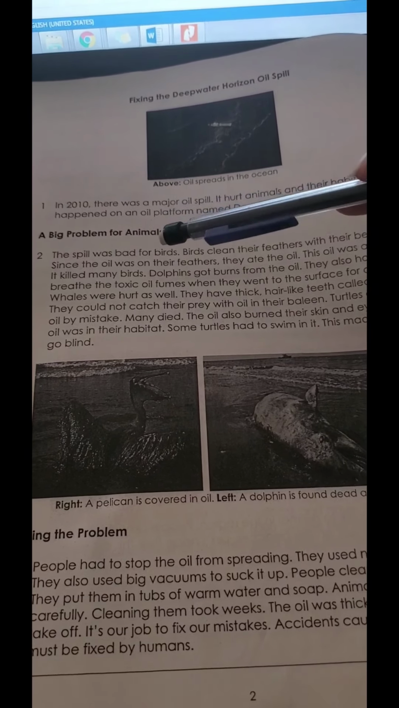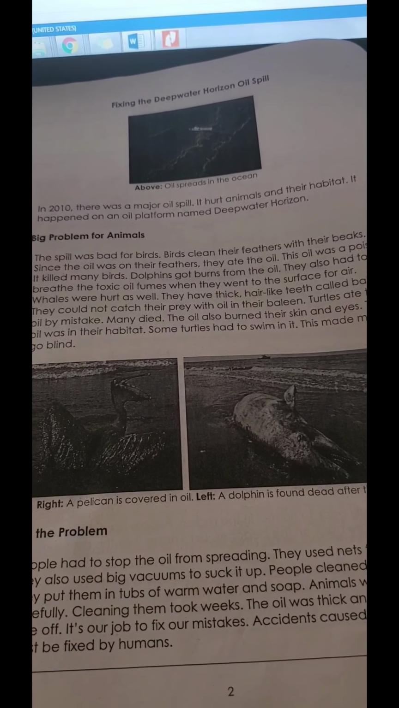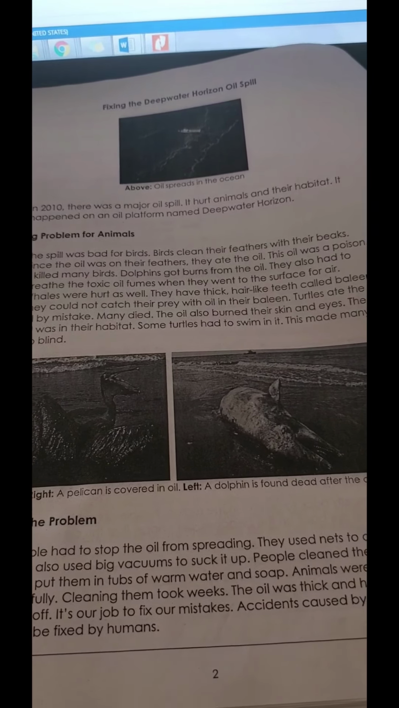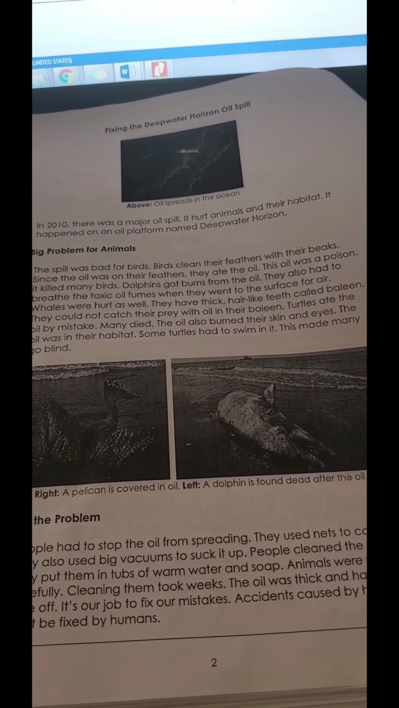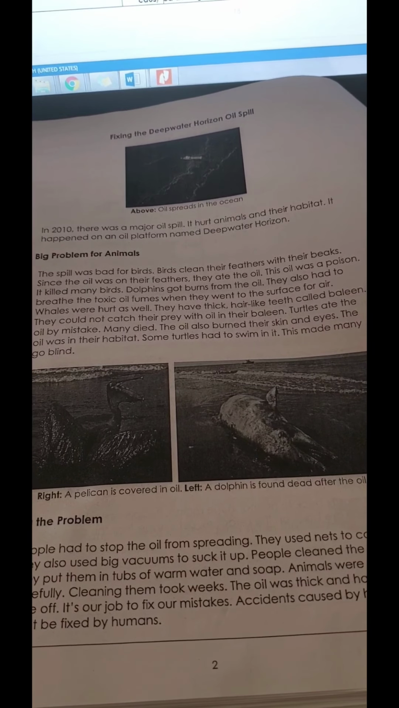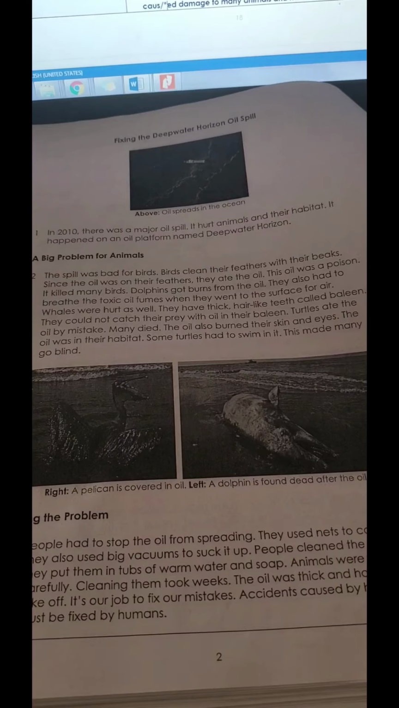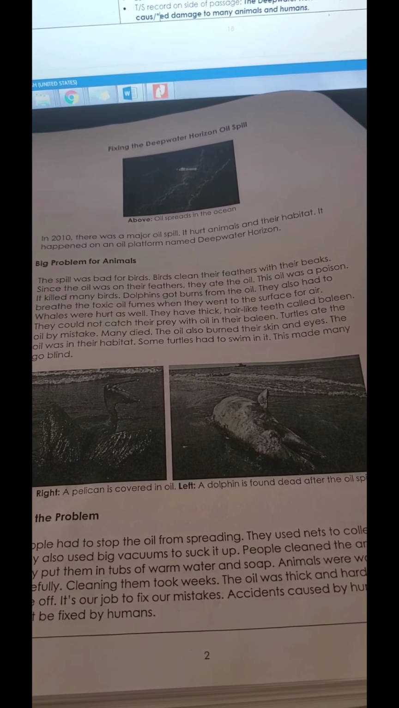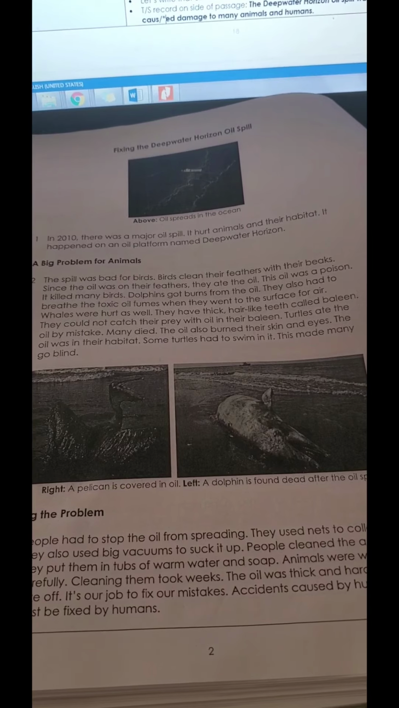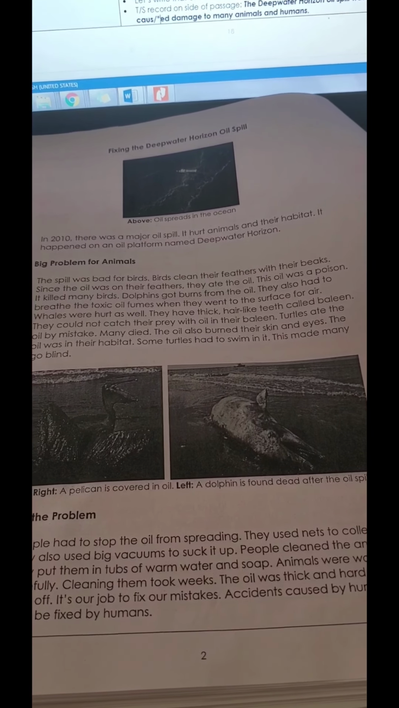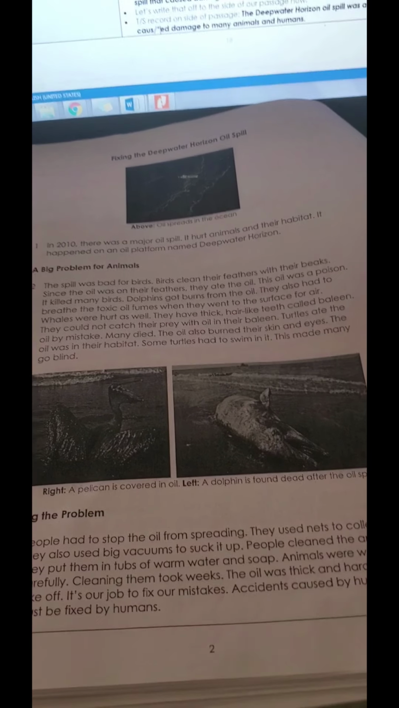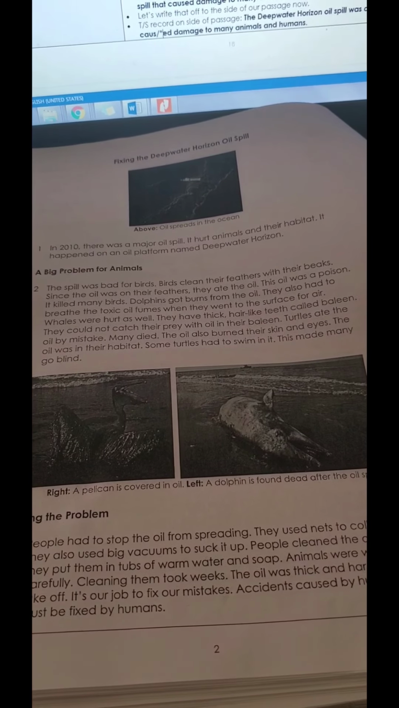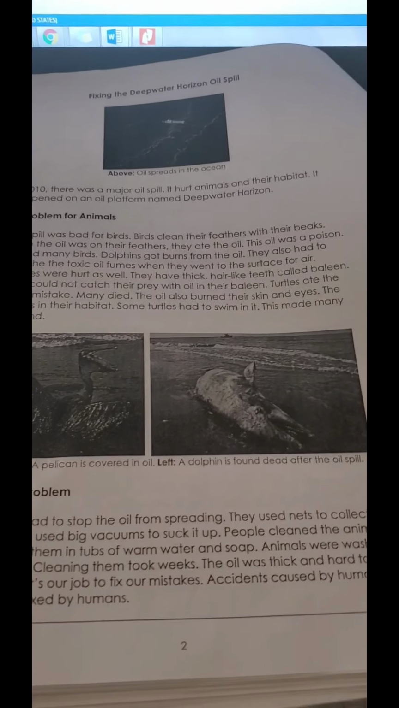Paragraph 2, a big problem for animals. The spill was bad for birds. Birds clean their feathers with their beaks. Since the oil was on their feathers, they ate the oil. The oil was a poison. It killed many birds. Dolphins got burns from the oil. They also had to breathe the toxic oil fumes when they went to the surface for air. Whales were hurt as well. They have thick hair-like teeth called baleen. They could not catch their prey with oil in their baleen. Turtles ate the oil by mistake. Many died. The oil also burned their skin and eyes. The oil was in their habitat. Some turtles had to swim in it. This made many go blind. That's really crazy, and that is very true.